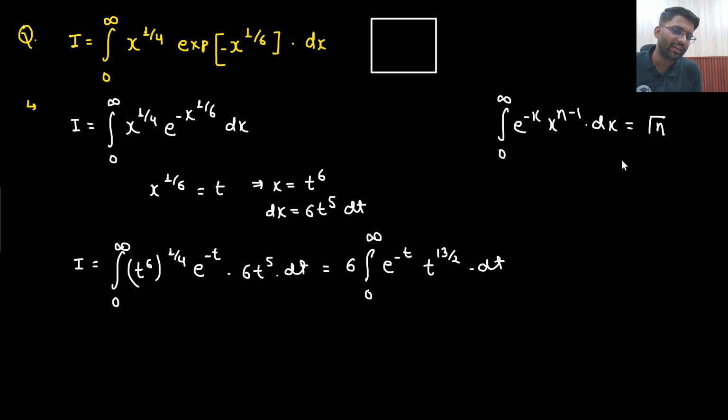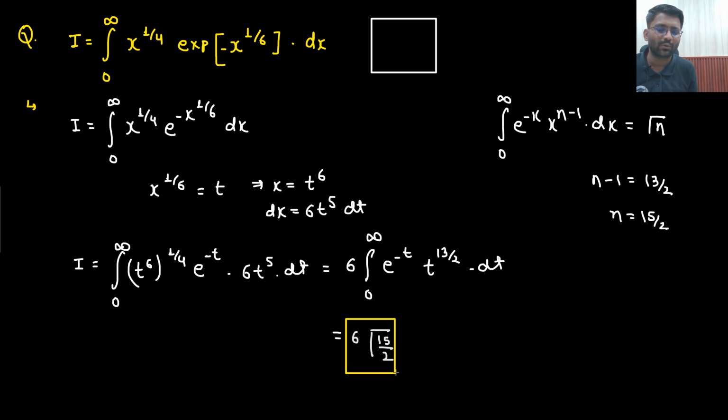So if you compare from here, what do you see? n minus 1 equals 13 by 2. That means the value of n is nothing but 15 by 2. So the answer is 6 gamma 15 by 2. You don't need to solve it further, although we know how to solve it further, but let's not solve it further. This is the answer that we are going to write down.